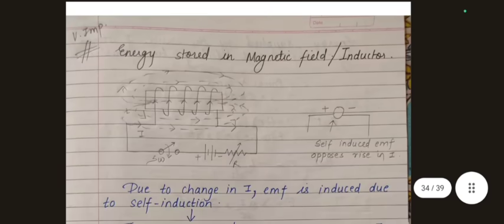Now we are coming to the end of the chapter. A very important topic is energy stored in the magnetic field or inductor. See, in the second unit you have energy stored in a capacitor, but don't get confused between the two. Here we are talking about energy stored in an inductor, or the question can come as energy stored in the magnetic field.